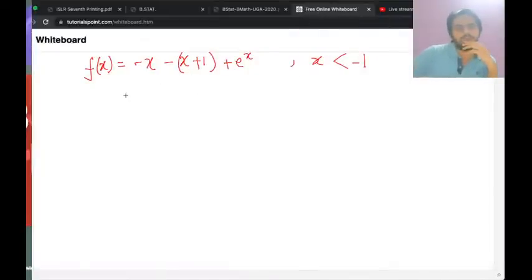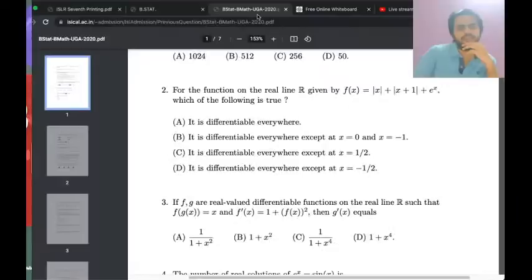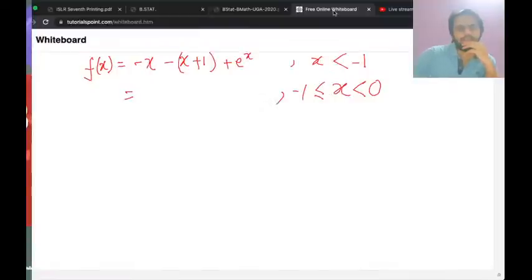Now what if x is greater than or equal to minus 1 but less than 0? If this is the condition, you can understand that the first term is going to be negative, but the second is going to be positive, right? So you can safely write minus x plus x plus 1 plus e^x.